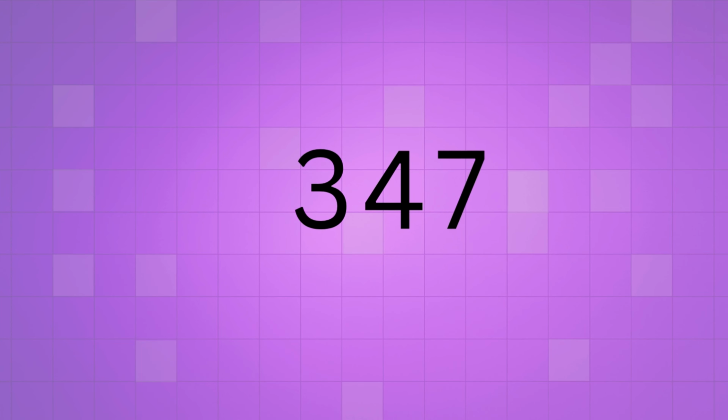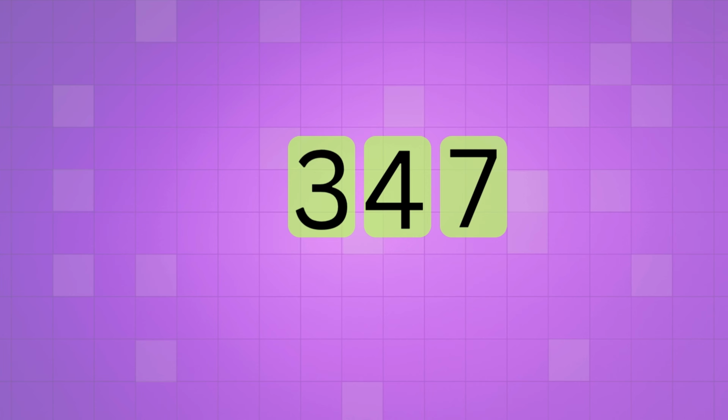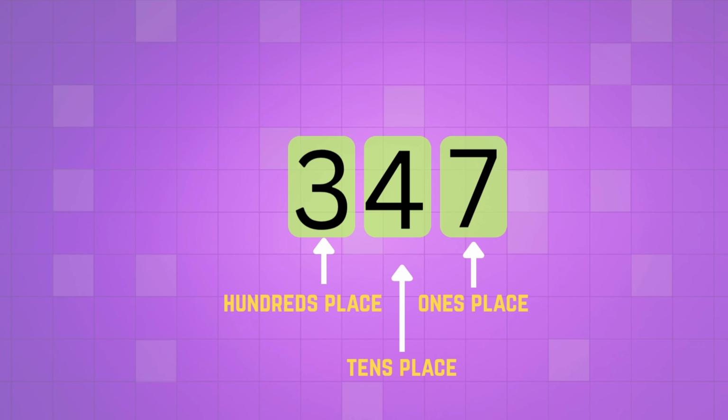Now let's look at a bigger number, 347. We want to find out what is the place value of the 3 in 347. First, how many boxes or place value positions do we have in 347? We have 3. The ones place, the tens place, the hundreds place.